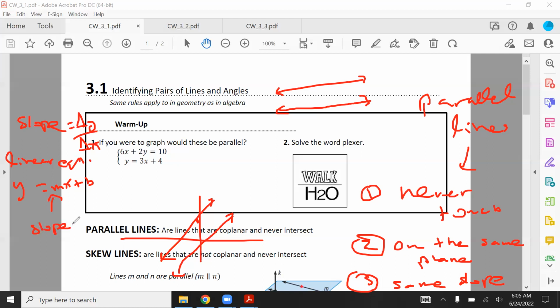So if you look at number one, for the graph, will these be parallel? Well, what you could do is isolate y in each case. So move the 6x over from left to right. Divide by 2. And then the other is y equals 3x plus 4.